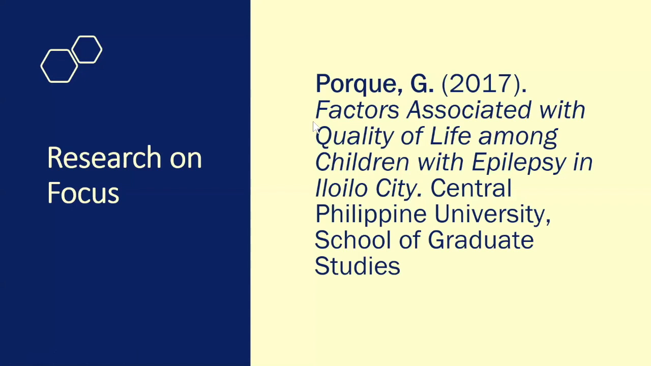Okay, on my study earlier, the example factors associated with quality of life among children with epilepsy in Iloilo City. This one is only considered to be a basic research. Okay, I did not do any intervention to those children with epilepsy. What I did is only to find out the factors associated with their quality of life. I just found out if schooling status is related to quality of life? Is parental income related to the quality of life? Other than that, I did not attempt to find out if one specific intervention could help the children. Okay, this is just a descriptive research, hence it is considered to be a basic type of research.